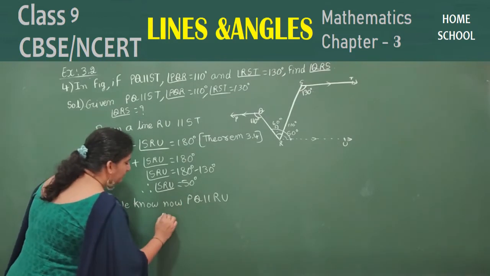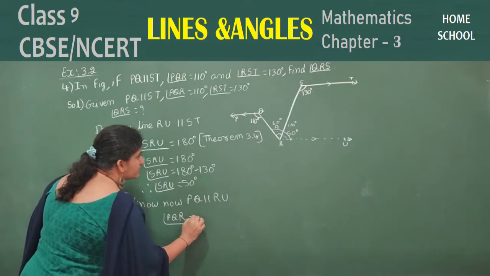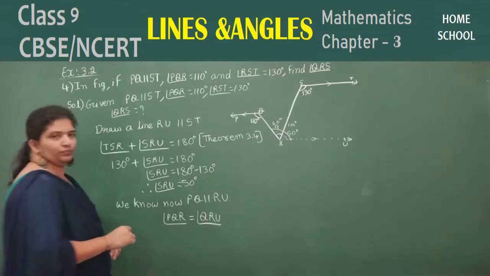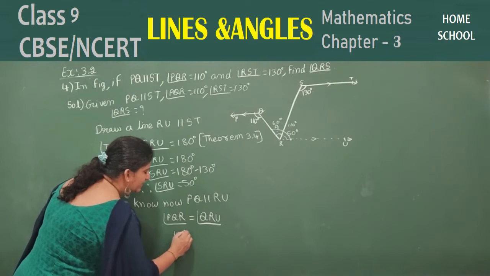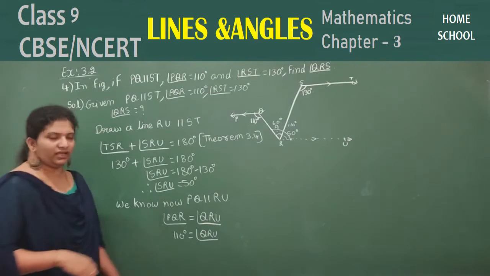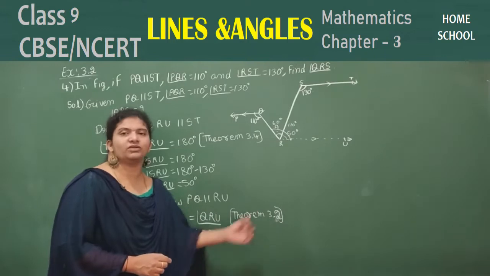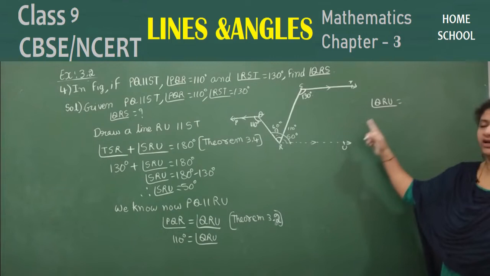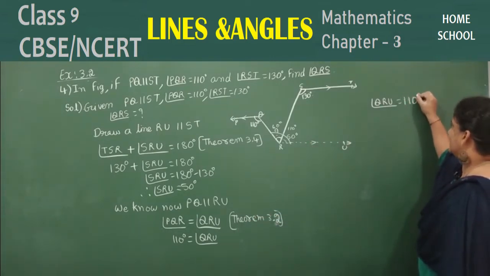So that will be angle PQR is equal to angle QRU. What is PQR, children? It will be 110. Angle QRU is also 110 degree. How can we say this one? This angle is equal to this angle by theorem 3.2 statement. Angle QRU is equal to how much, children? According to that, we got 110 degree.